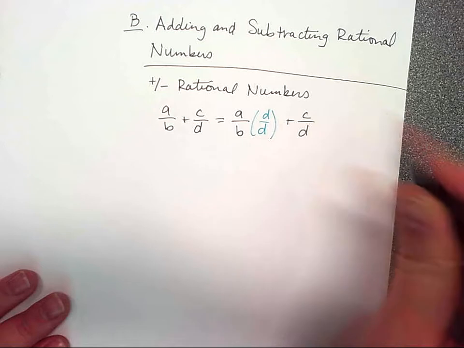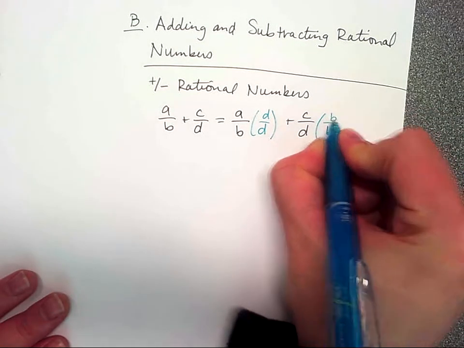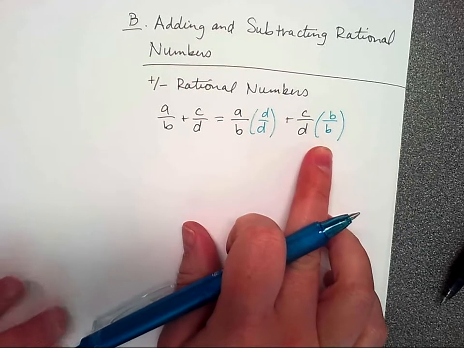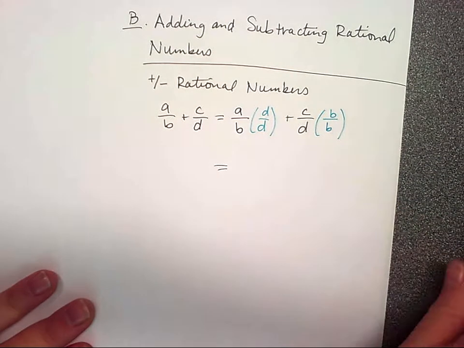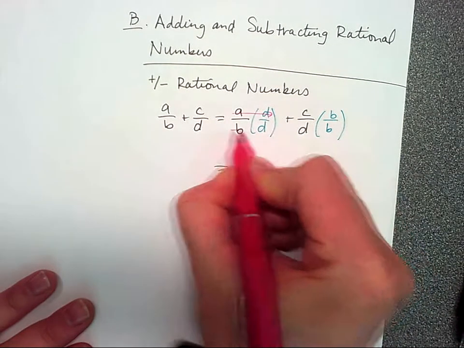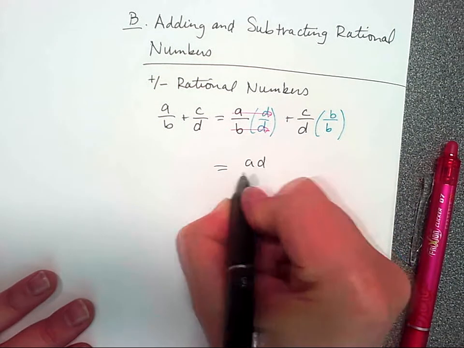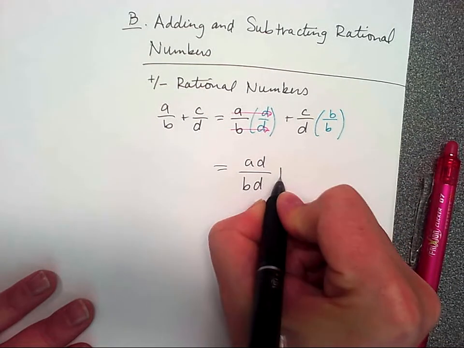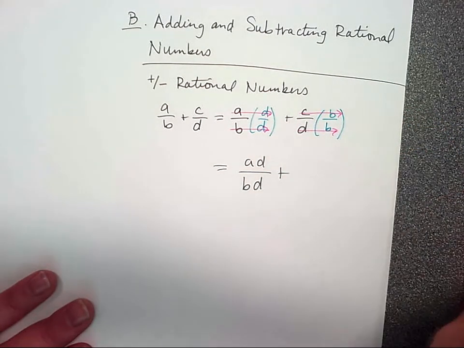Plus C over D. What do I multiply D by to get BD? B, right? So I need to multiply by a factor of 1. Multiply by a factor of 1 anytime you want to, right? When I multiply fractions, I multiply numerator times numerator and denominator times denominator. So here I have AD over BD plus CB over DB.